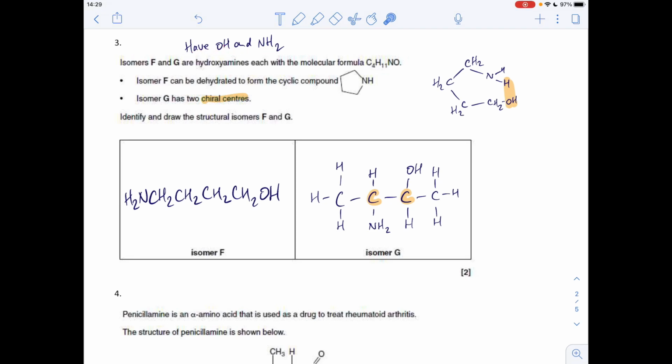And I would always encourage my students, as you're reading through information, especially stuff that you may not have seen before. So hydroxyamines aren't on the syllabus, but obviously the examiner's expecting you to be able to work out what it is. Hydroxy, OH, amine, NH2, it could be NH even if it was a secondary amine. And we've got this molecular formula.